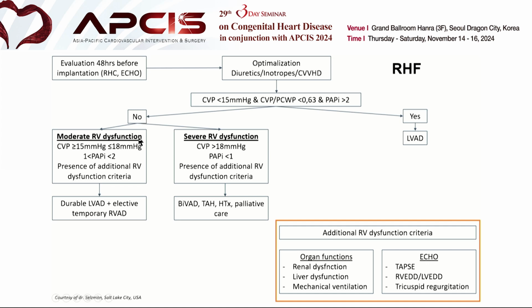However, if these criteria are not met, we proceed to clarify the level of RV dysfunction. Moderate RV dysfunction is indicated by CVP between 15 and 18, and PAPI, pulmonary artery pulsatility index, between 1 and 2, along with the presence of additional RV dysfunction criteria. In this case, we use a durable LVAD and may consider an elective temporary RVAD.